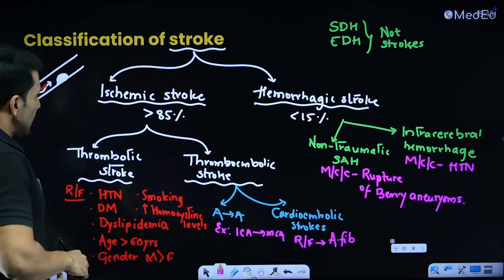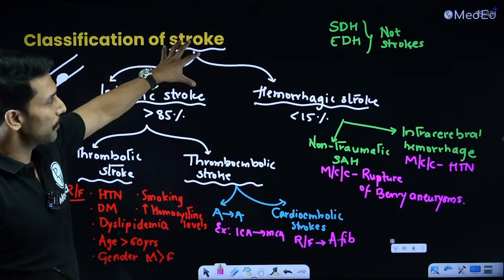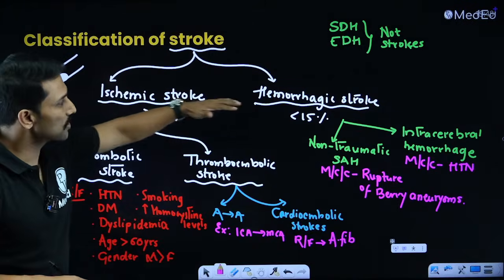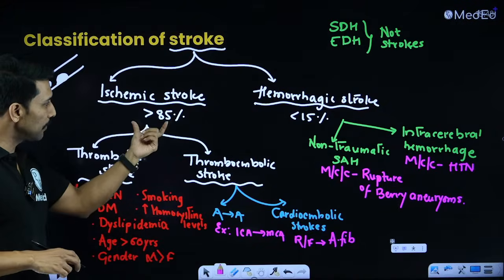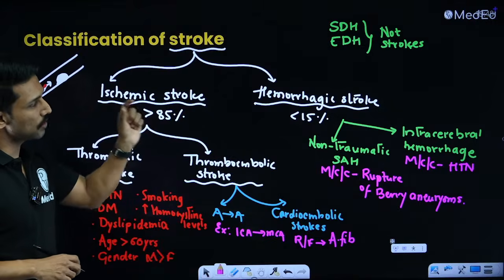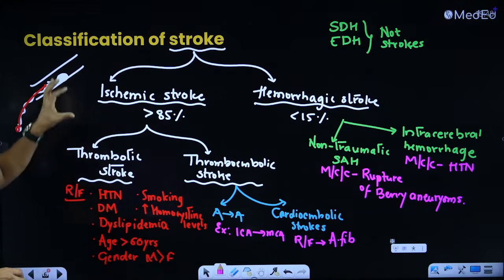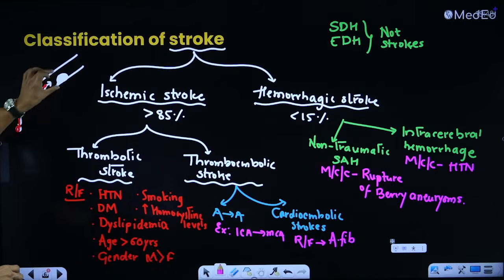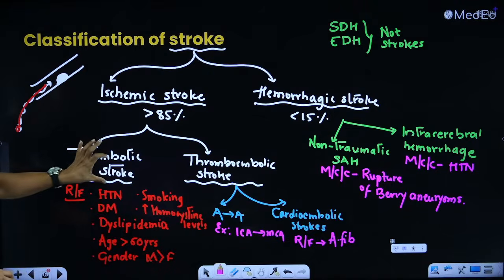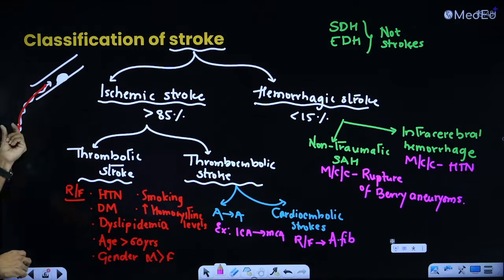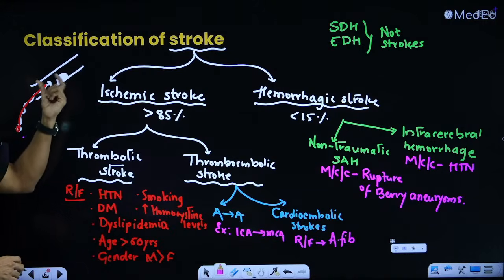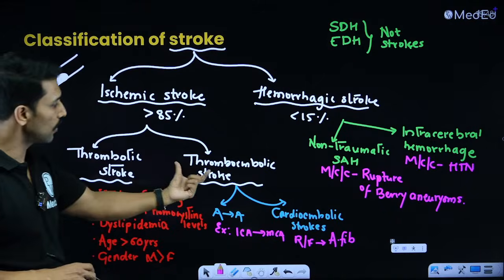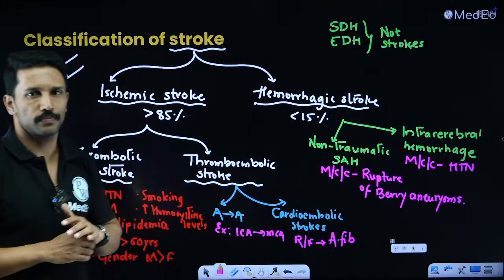Okay. Now, what else I taught you was the classification of stroke. We classify the stroke into ischemic and hemorrhagic. 85% of cases are ischemic stroke, where the blood vessel is blocked by a thrombus, where the thrombus may be formed in situ, inside the blood vessel itself. In that case, we call it thrombotic stroke. Or the clot may be formed elsewhere and then come and get lodged in the blood vessels of the brain. In that case, we'll call it thromboembolic stroke.